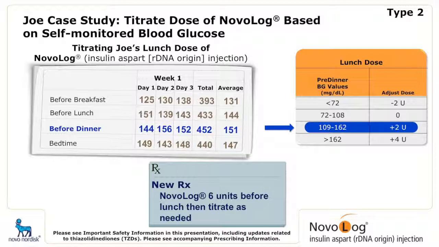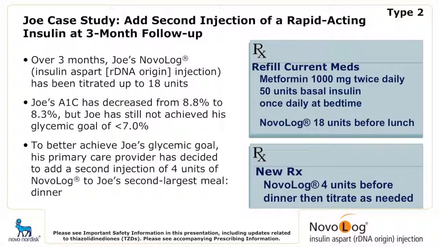Using the titration schedule shown previously, it's recommended that his dosage be increased by 2 units, up to 6 units. This process is repeated every 2 weeks until Joe's pre-dinner glucose values are within the target range. During this time, it's also important to continue monitoring his fasting plasma glucose levels and adjusting his basal insulin dosage to avoid hypoglycemic episodes. Over 3 months, Joe's Novolog is titrated up to 18 units. His A1C is decreased from 8.8 to 8.3%.